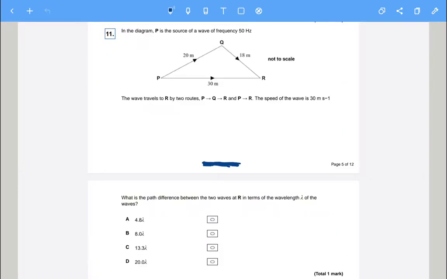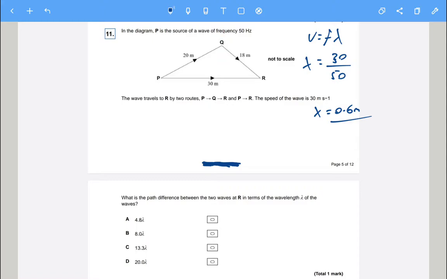Number 11 can be confusing because we're talking about path difference, but once you've seen an example, it should be pretty straightforward. What we need is the wavelength of the wave, so we're going to use v equals f lambda. Wave speed is frequency times wavelength, and wavelength is the wave speed divided by the frequency. So the wave speed is 30 meters per second divided by a frequency of 50 hertz. That gives a wavelength of 3/5, which is 0.6 meters.